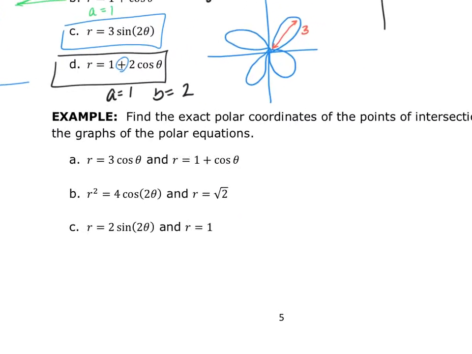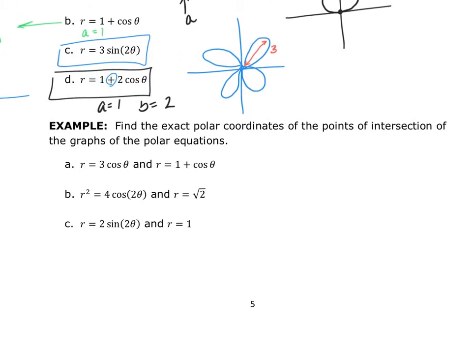All right, so for the very last part of this section, we're trying to find the exact coordinates of these polar equations where they intersect. So if I have 2 equations, 2 unknowns, my first choice is to set one equal to the other if I can use substitution. So because I have r is equal to 3 cosine theta, and r is also equal to 1 plus the cosine theta, I'm going to set them equal to each other and solve.